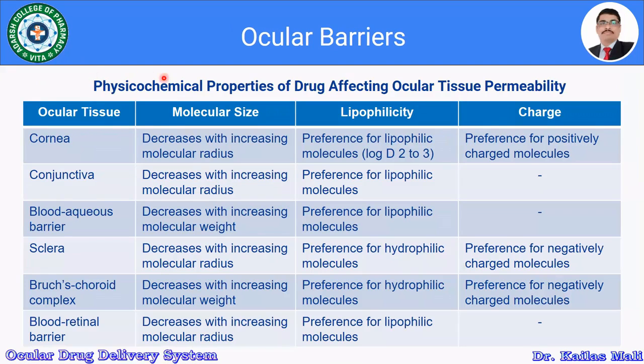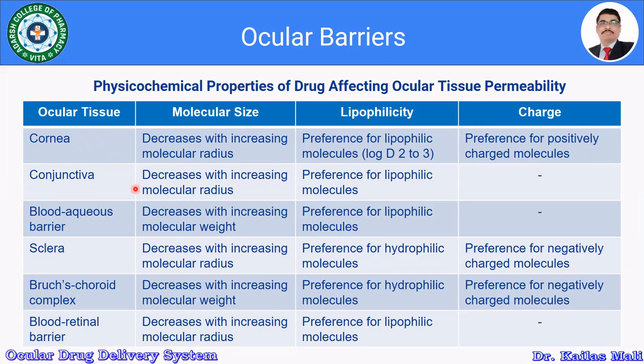Let us see the physiochemical properties of drugs affecting ocular tissue permeability. The first one is the cornea. Corneal permeability decreases with increasing molecular radius. If the drug is lipophilic in nature, it is going to cross the corneal barrier easily. Preferentially, the drug should have a positive charge. Such drugs are going to move easily into the cornea.